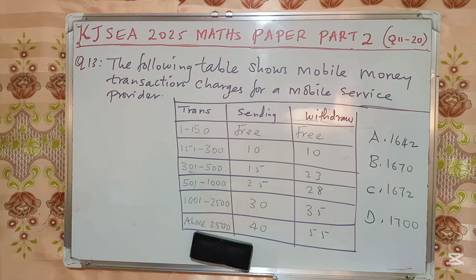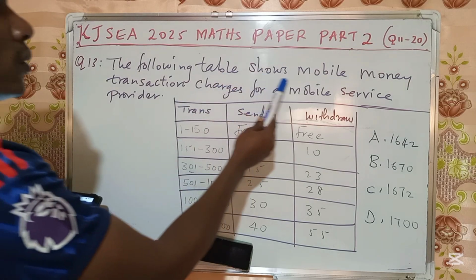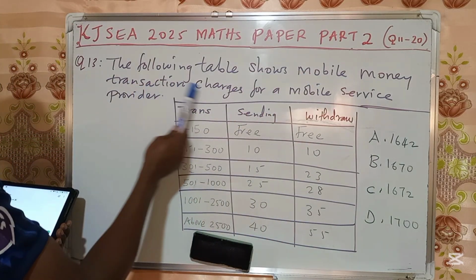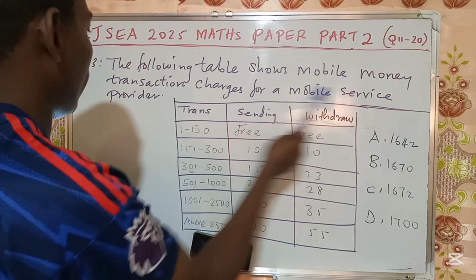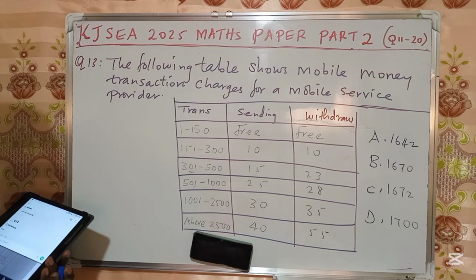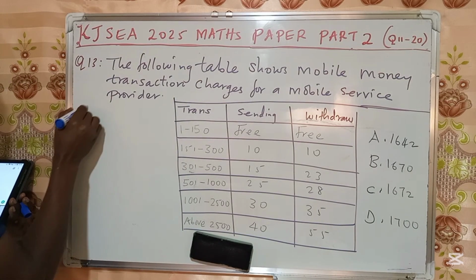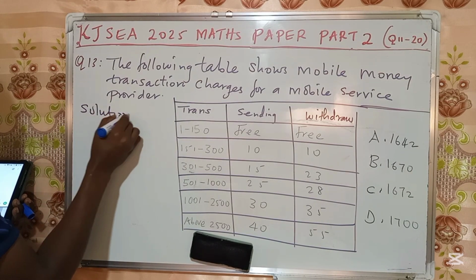This question 13 is on money changes. The following table shows mobile money transaction charges for a mobile service provider. So here we have the solution.